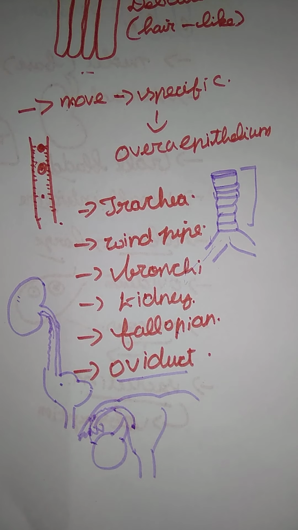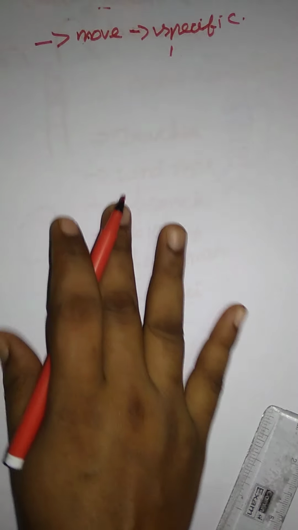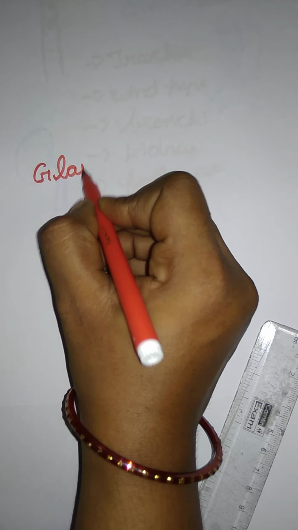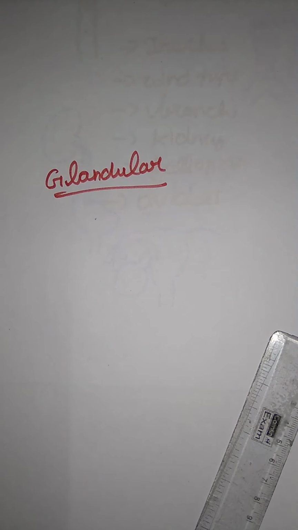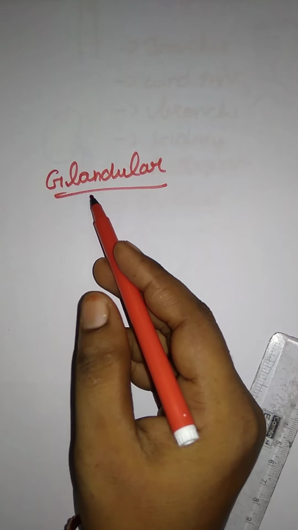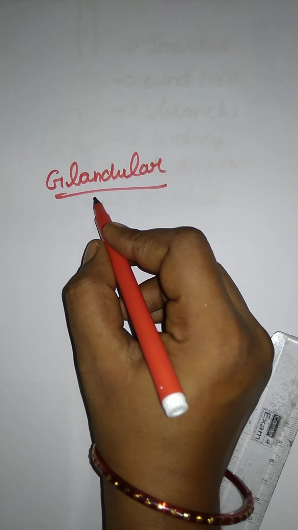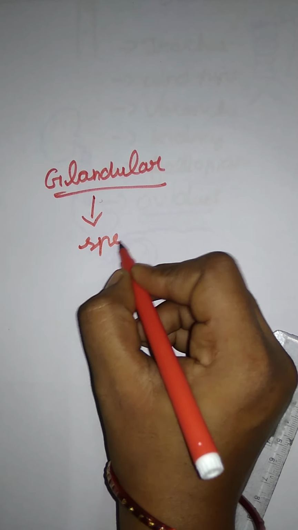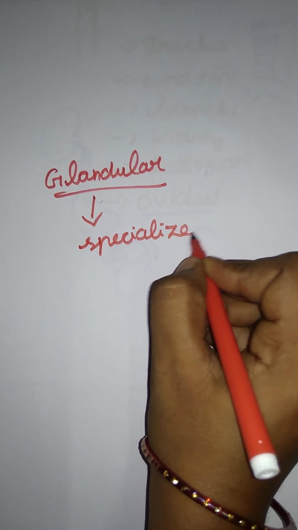And the last one we have is the glandular epithelium. What is the last one? Glandular epithelium. Here, glandular gland cells. Most of the gland cells have the glandular epithelium. Here they are modified as specialized glands. They are formed as specialized glands to secrete some chemical hormones.